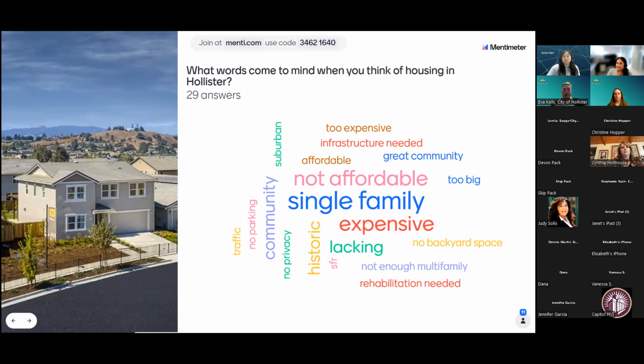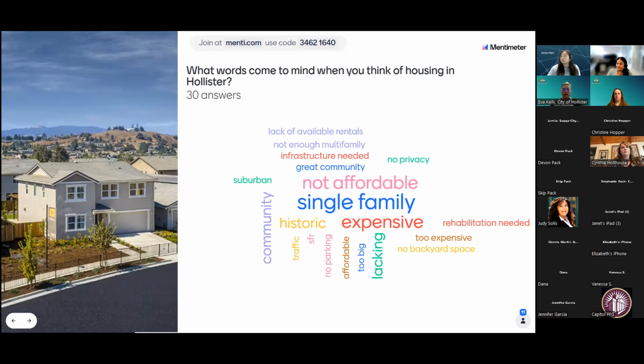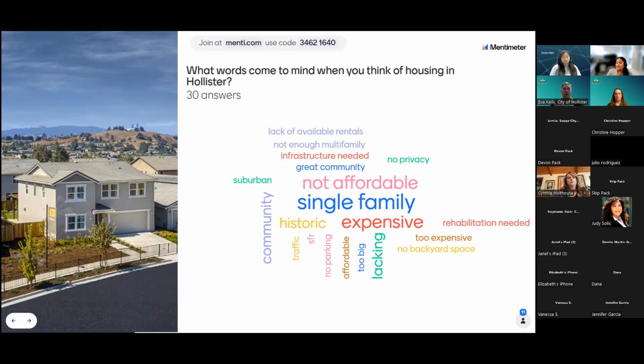All right, thank you for sharing, Devin. Is there anybody else that would like to elaborate on any of the responses here? And as a follow-up, in case anybody's not able to go off mute and share here, we also have a virtual community survey where people will be allowed to provide their input. All right, next slide.